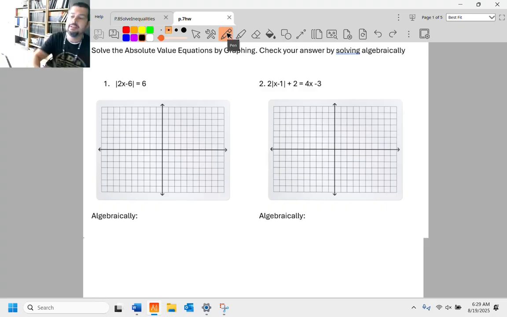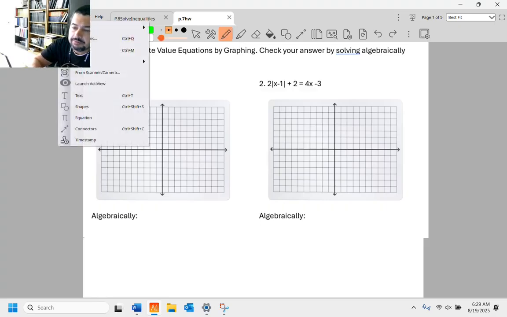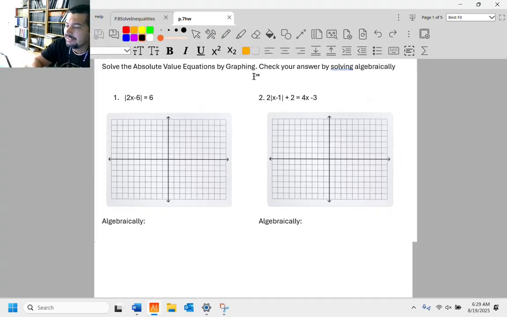Alright, so the context here when we're dealing with solving by graphing is that we treat the right and left hand side as their own equations. The left hand side is 2 absolute value of x minus 1 plus 2, and we're going to treat that as its own equation. The right hand side is y equals 4x minus 3. So this guy is in the form of a times absolute value of x minus h plus k, and this guy is in the form y equals mx plus b.